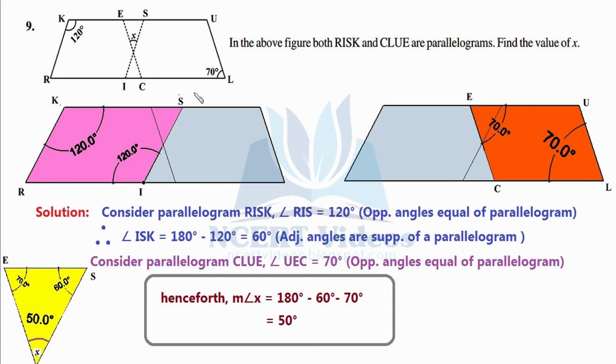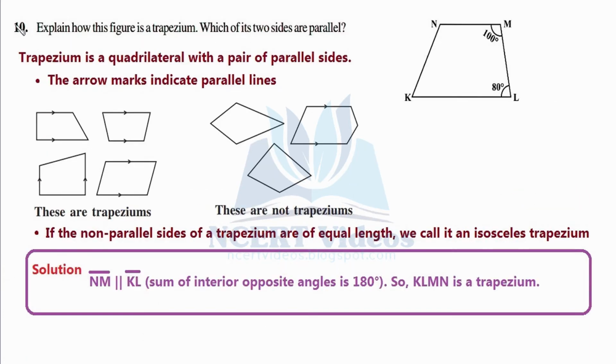Here we have used different properties of various geometrical figures, namely a parallelogram and a triangle. With this, our question number 9th has been solved. Question number 10th. Explain how this figure is a trapezium. It's talking about this figure, in which two sides are parallel. And we have to find, amongst all the sides, which two sides are parallel to each other.